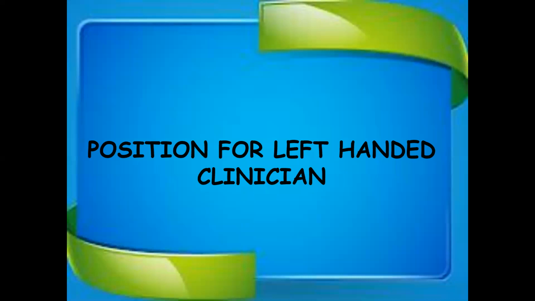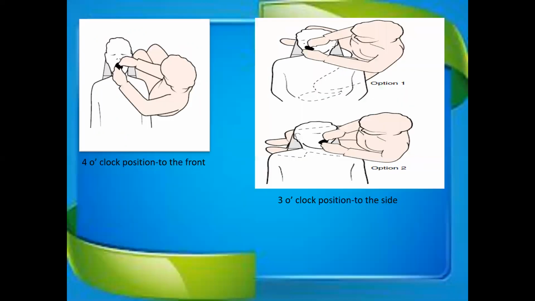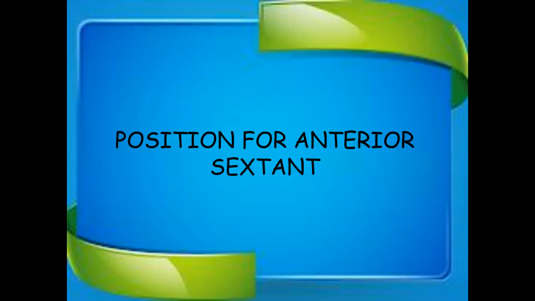So we have positions for left-handed clinicians also. It is 12 o'clock, 1 o'clock, 2 o'clock, 3 o'clock and 4 o'clock. Appreciate, you can use 4 o'clock position when you are working on the lower anterior region. Again, same, you have two options to place your legs, option 1 and option 2. 2 o'clock position, 12 o'clock position is the same for right-handed operators and left-handed operators.